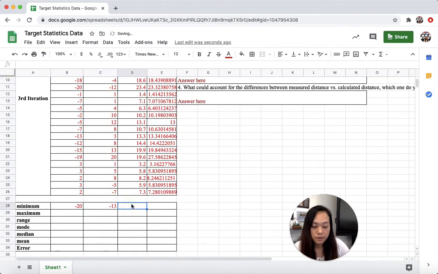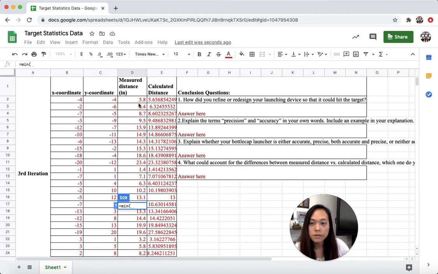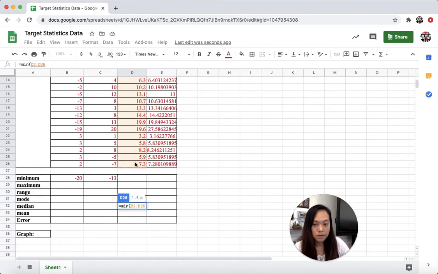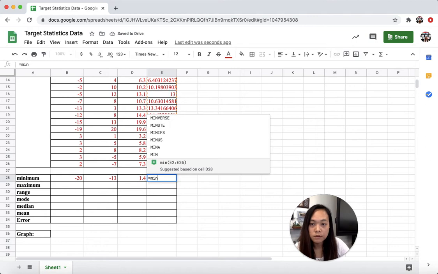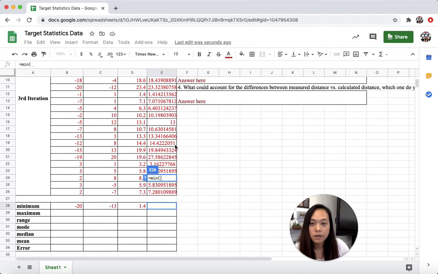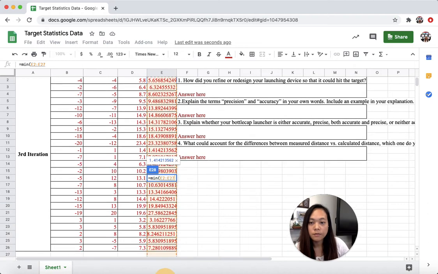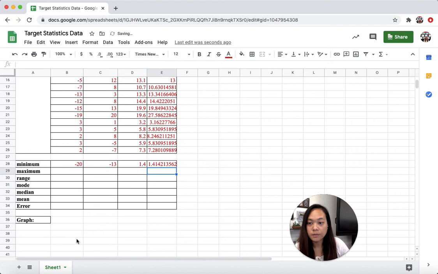And then I'm going to do this again, equals minimum from the top all the way down to the bottom, and then enter. And then minimum here, I'm going to write minimum, and then go from the top all the way down to the bottom. Okay. Enter. I'm not going to do it for all of them, but I'm going to do it to let you see it.